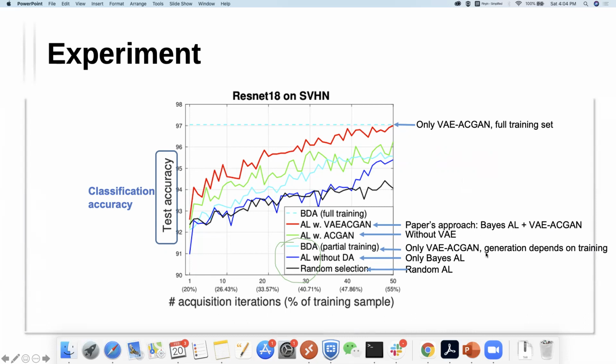And the red line is the paper's approach. The green line just uses ACGAN, but without VAE. The dark blue line is only using Bayesian active learning, but no additional data annotation. The black line is like a lower bound, because this is just random active learning, random selection of informative samples.